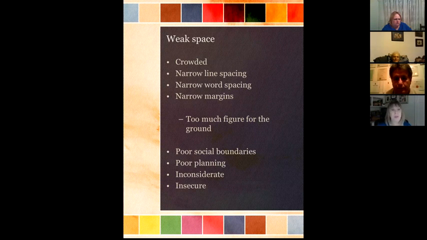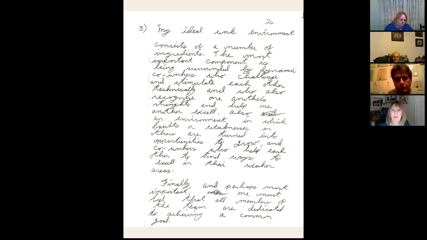Insecurity is usually behind weak space. They fill up all space because they're too afraid to allow space for things to happen, for things to unfold naturally. How about this one? This is just the opposite. This has got big, wide spaces in between the words.